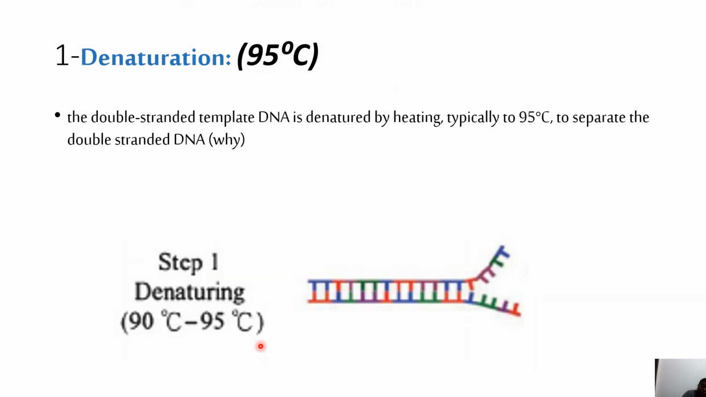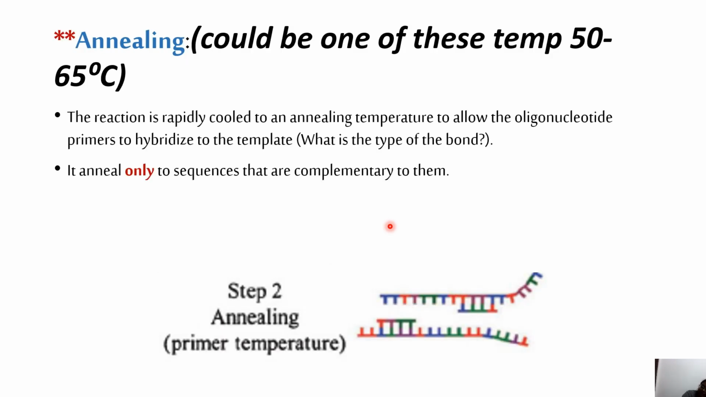Okay, so as we know, in summary, the denaturation step of PCR will be at 95 degrees Celsius, which basically means the double-stranded template DNA will be denatured by heating to separate the strands. Next is annealing, at a temperature between 50 and 65 degrees Celsius. The reaction is rapidly cooled to an annealing temperature to allow the oligonucleotide primers to hybridize to the template.